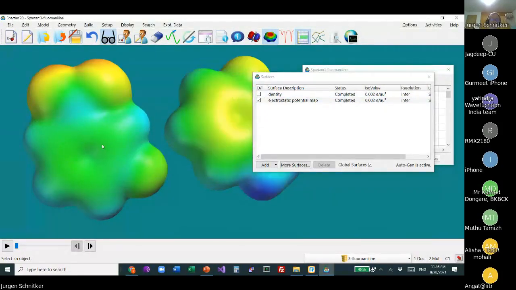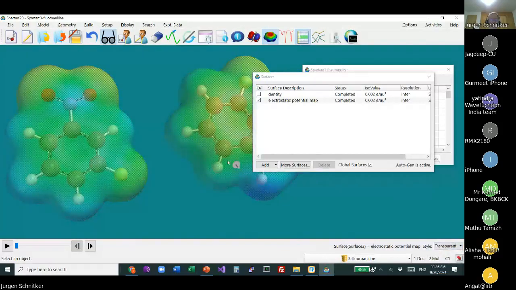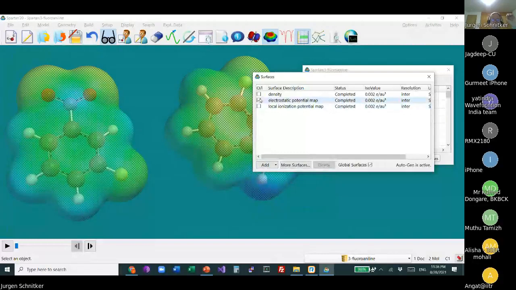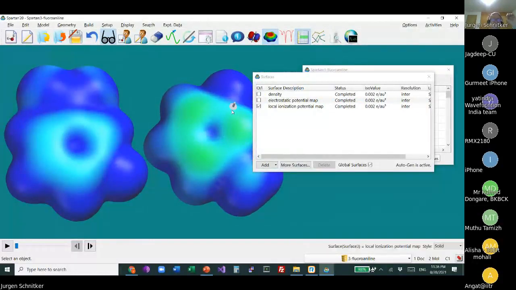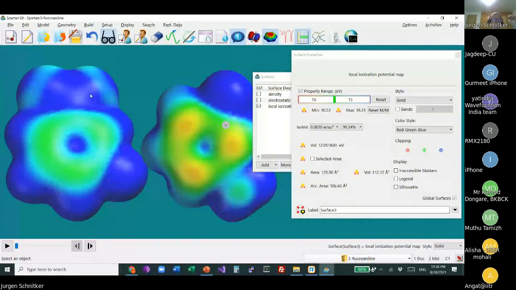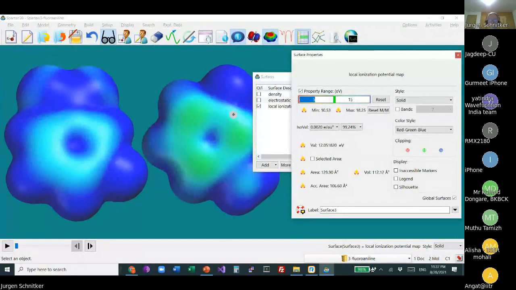So this here is... I can change the style here to transparent. I will add another one, the local ionization potential map. And here we see a distinct difference, and I can change the color value. Here you will see meta versus ortho and para, the directing effect of the amino group versus the nitro group. By playing around, I can change the color scale here, but it was less pronounced here. If I make it even, I can't see anything. So this is all manipulable.